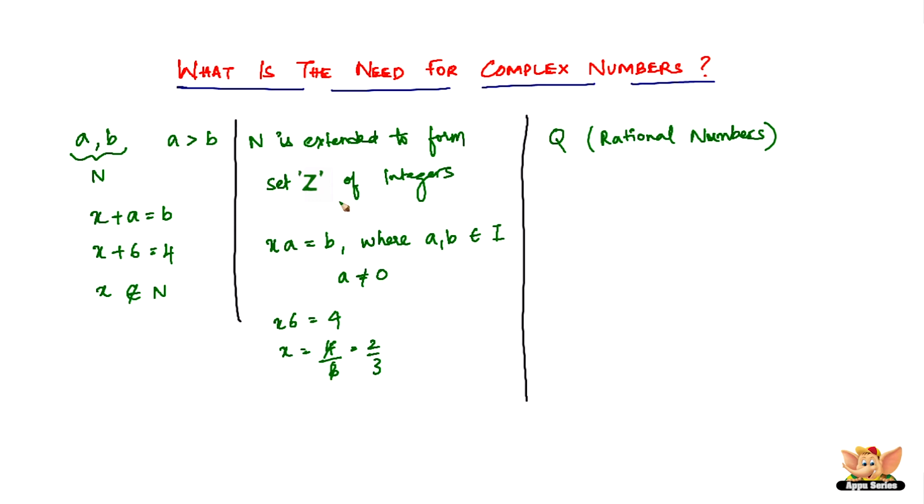But again, we have another equation, xa equal to b, where when a is not equal to 0, this cannot be solved in the set of integers. Therefore, integers is extended to form a set of another number called rational numbers, denoted by Q, where this could solve the equation of the form xa equal to b, where a is not equal to 0 and a, b belong to integers. Solve every time uniquely. So that's rational numbers.